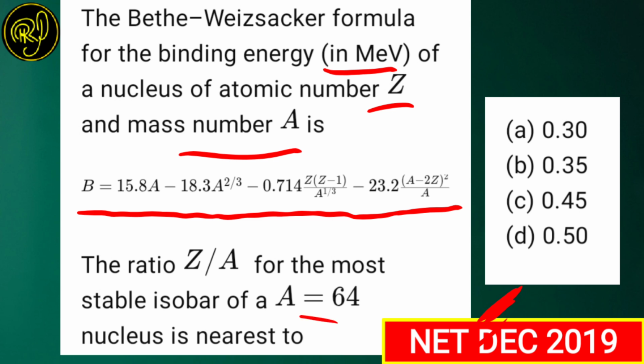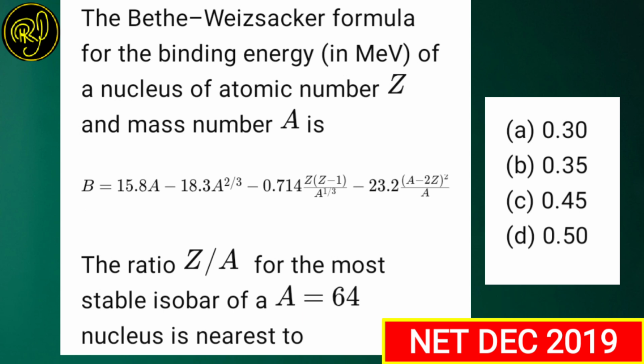So in the question let us analyze it deeply. You were given that formula for binding energy, that is the Bethe-Weizsäcker formula, and you were asked what is the ratio of Z by A where A is equal to 64 given. Okay, so let us analyze it.